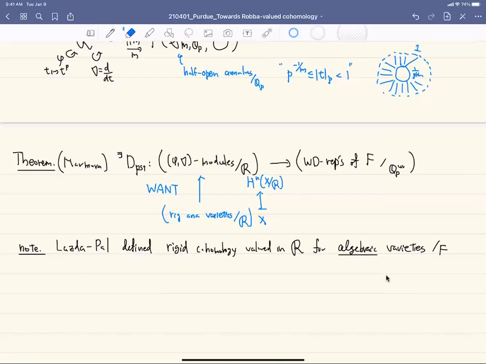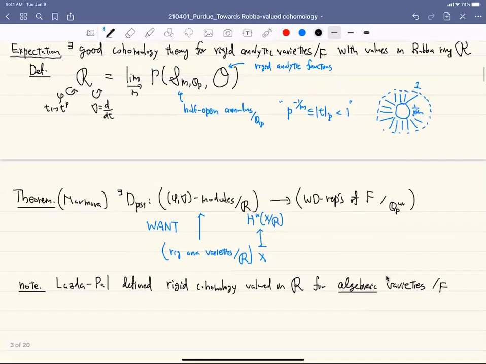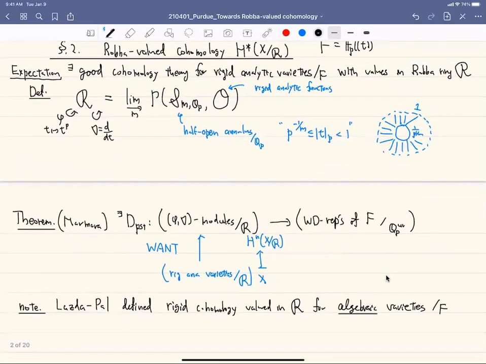But maybe before moving on, are there any questions so far? So the theorem here, is that only for the function field or do you have something about the other case? This Marmora functor? Uh-huh. Now this is for function fields. Okay.